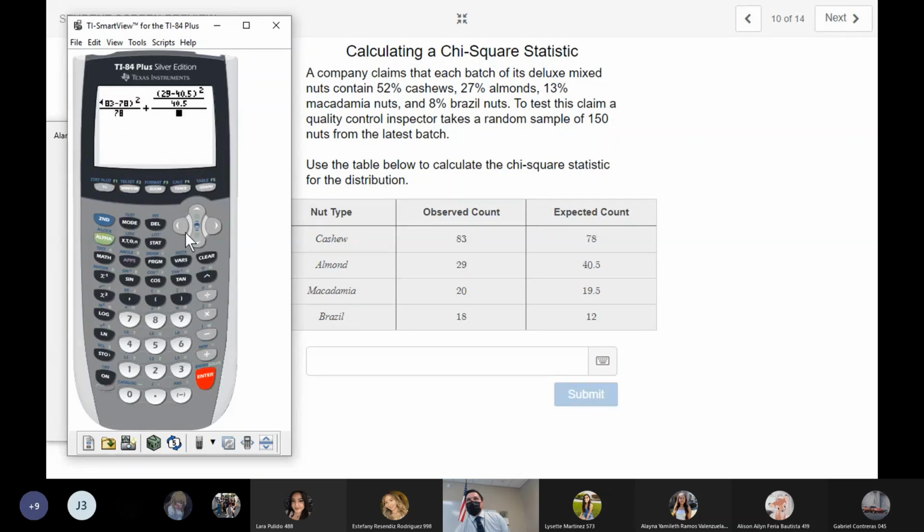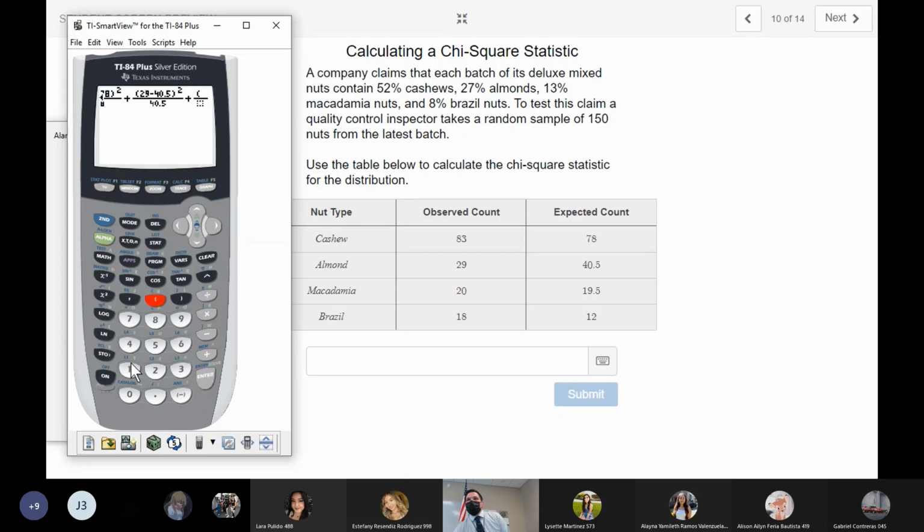Oops. That was a mistake. That's an easy fix. Get to the end. There it is. Close.